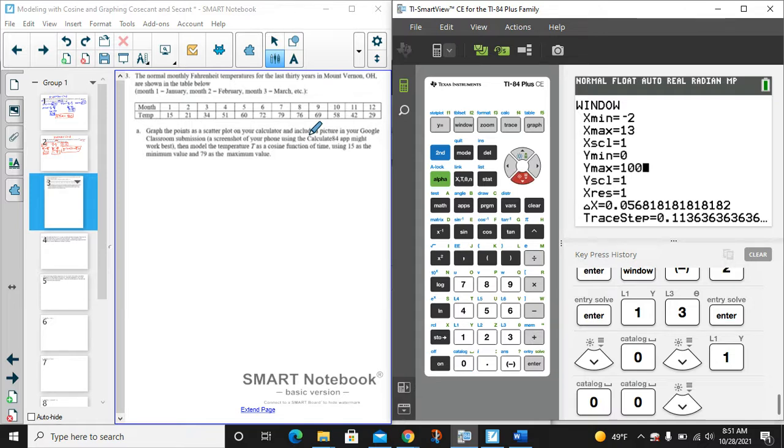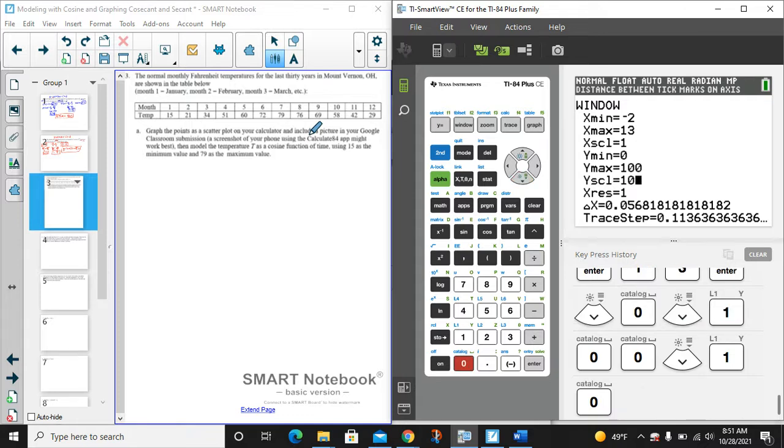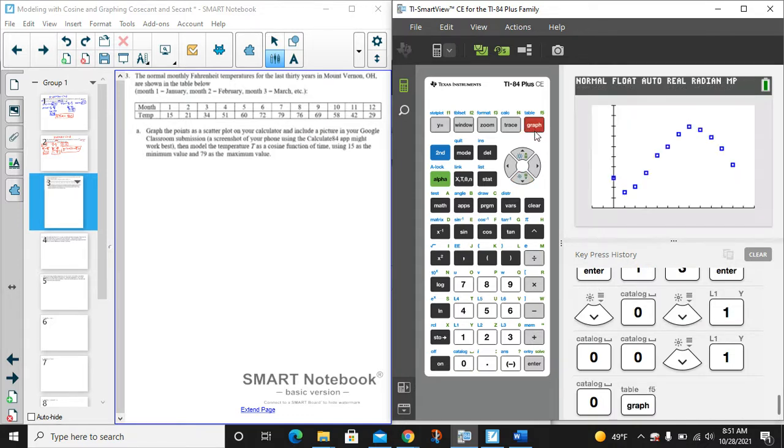Of course, then we don't want the y-scale to be 1, or it would look really messy. There'd be 100 different little tick marks. So you could call it 5, you could call it 10, anything like that will work. So now when we hit graph, we have this nice looking curve here. Now we go back here.